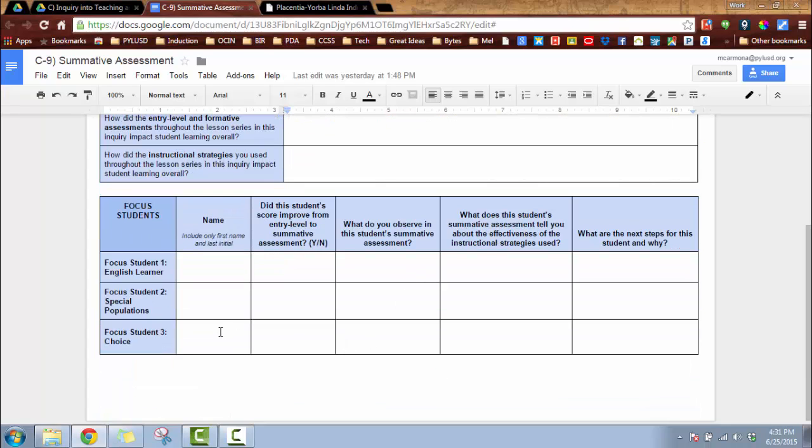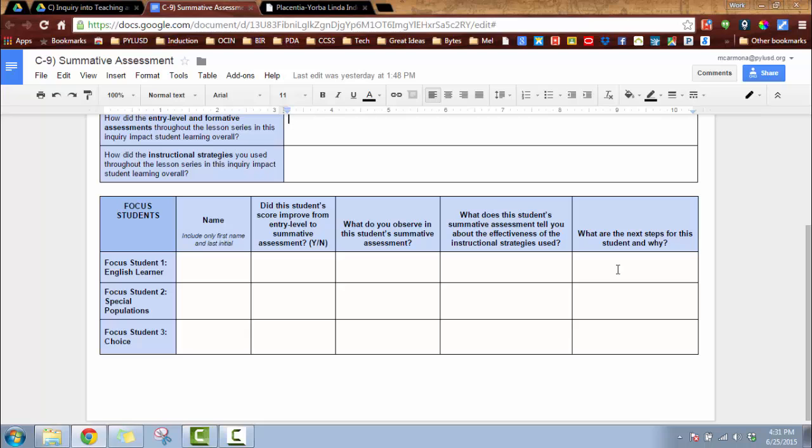Then you're going to go look at just the focus students individually. So you'll put the name and then say either yes or no. Did the student score improve from entry level to summative? I'm hoping the answer is yes. And then what did you observe in the assessment? What did the student's assessment tell you about the effectiveness of the instructional strategies that were used with that specific student? And then what are the next steps for that student and why?